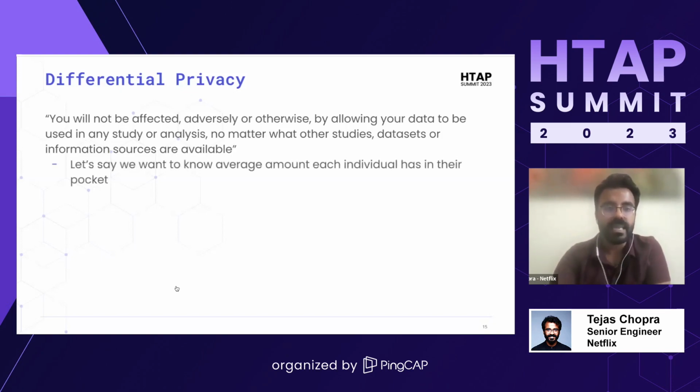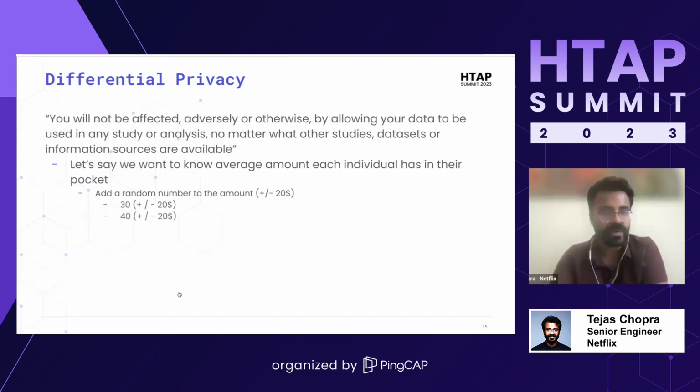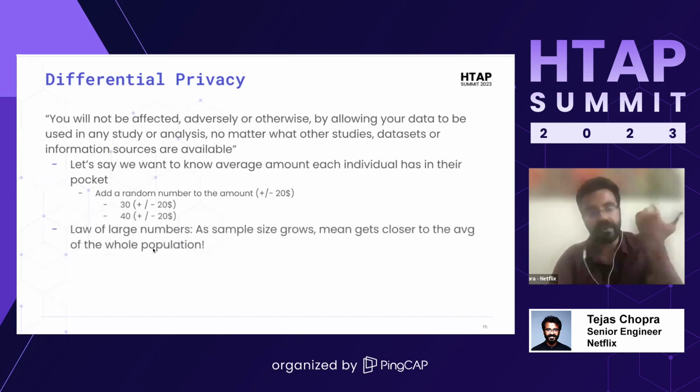In simple ways, let's say we want to know the average amount each individual has in their pocket in the room right now. And we, let's say, add a random number to this amount, plus or minus $20. So let's say individual one has $30 plus or minus 20, 40, 50, or whatever number.